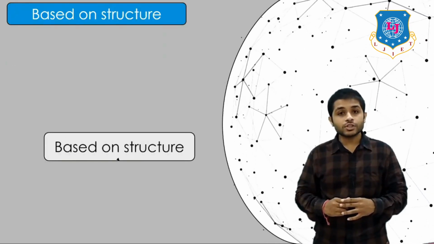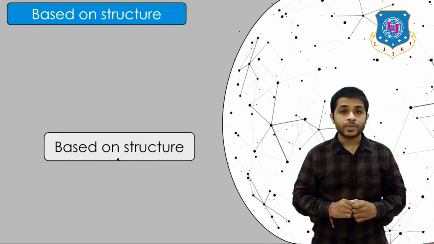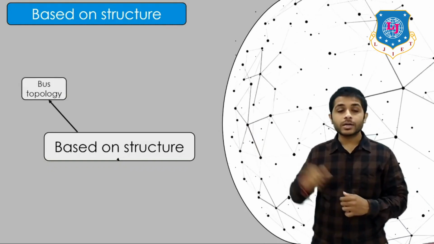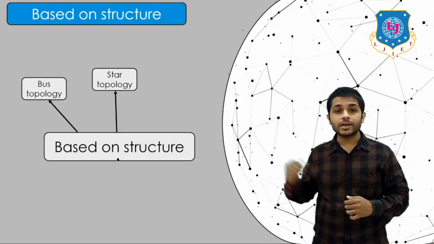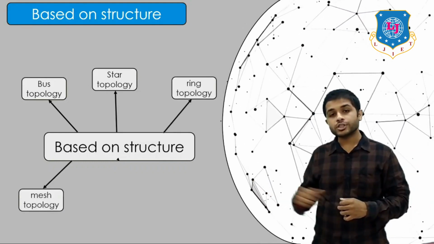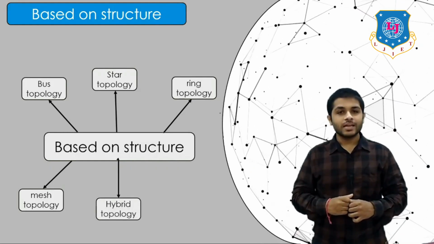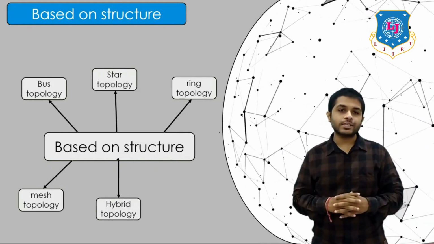So based on structure, the network is divided into five types. The first is called bus topology, then star topology, ring topology, mesh topology, and the last one is hybrid topology. Let's discuss all these topologies in detail.